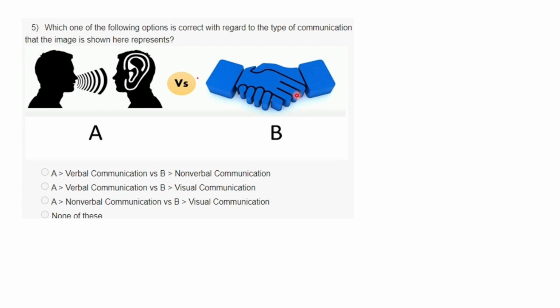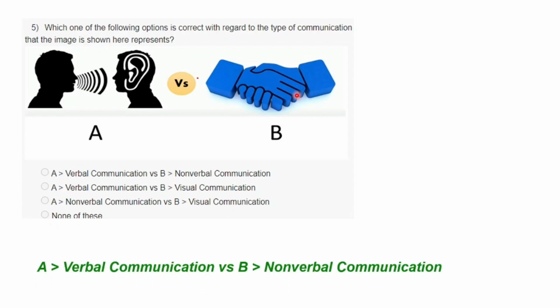So moving on to the next question, which of the following options is correct with regard to the type of communication that the image shown here represents? Verbal and visual, second option. Correct. So the first one you can see, one is speaking, so that's verbal communication. Second one will be non-verbal communication, not visual exactly, because you're not verbally communicating, and it's not like signboards or something. You're actually shaking someone's hand.